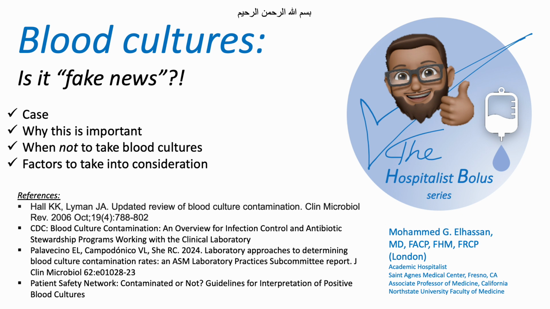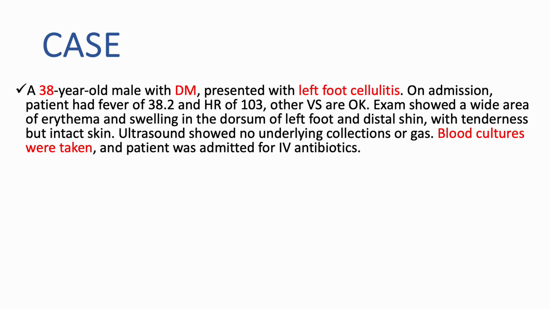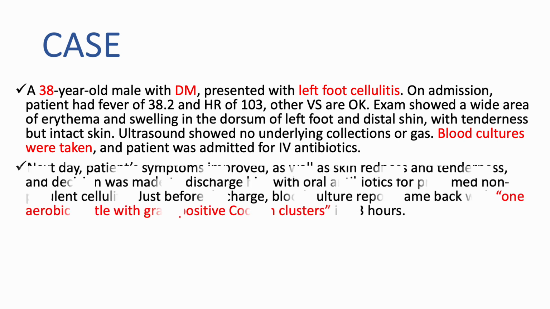So let's start. So this is a case we have, and I think it's a relatively common scenario. So we have a 38-year-old male with history of diabetes mellitus presented with left foot cellulitis. On admission, patient had fever of 38.2 and heart rate of 103. Other vital signs are okay. Examination showed a wide area of erythema and swelling in the dorsum of the left foot and distal shin with tenderness but intact skin. Ultrasound showed no underlying collections or gas. Blood cultures were taken and the patient was admitted for IV antibiotics.